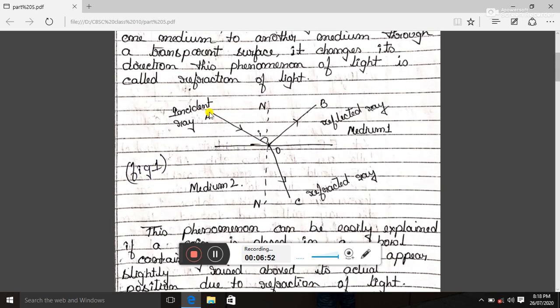So look, this is the incident ray, this is the refracted ray and this is the normal. This incident ray, refracted ray and normal all lie in the same transparent medium. This is our first law.